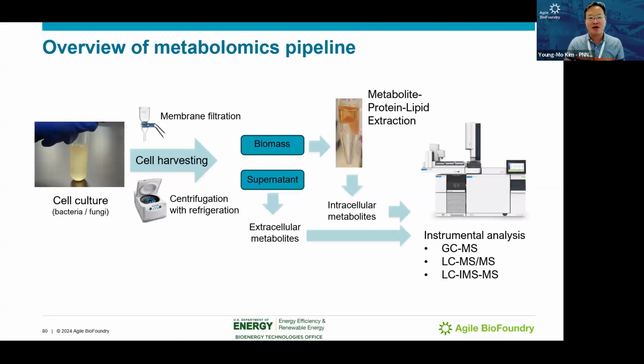In the metabolomics pipeline, it's simple. We just collect cells or culture medium, and then we separate them, and we can extract metabolites from the cell biomass. At the same time, we can measure the metabolites in the medium, because sometimes unwanted byproducts are present in the medium. That's not what we want, so we can easily screen it by mass spectrometry. Next slide, please.